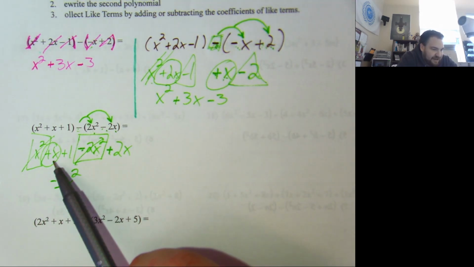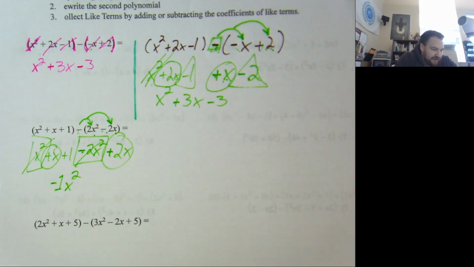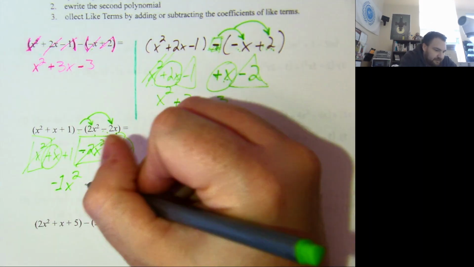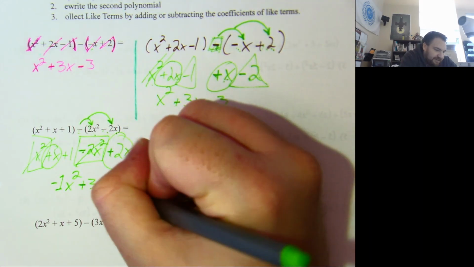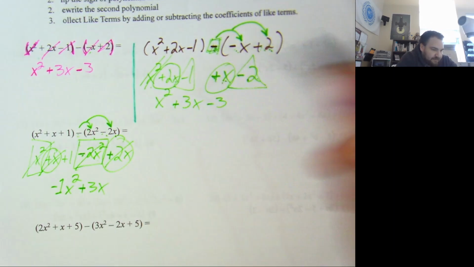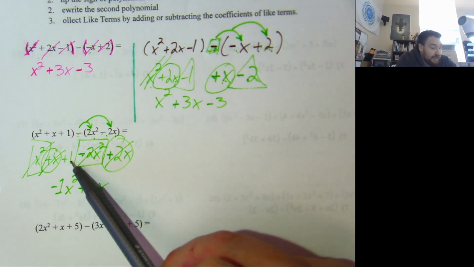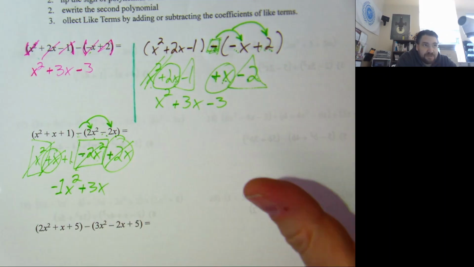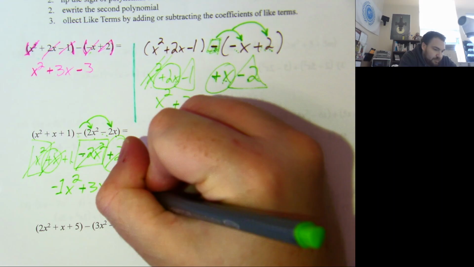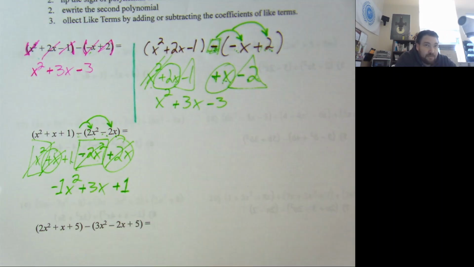I've got a plus x there and a plus 2x there. X plus 2x is 3x, done and done. And I've got a plus 1 in there. There's no other terms. Plus 1 and we're done.